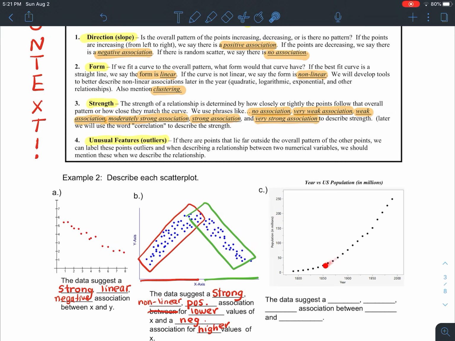All right, and this last one, wow, these are really tightly clustered together. Instead of strong, I'm going to call this very strong. Clearly, it's not linear. I'm going to say the data suggest a very strong nonlinear positive association between, and this is our first one where we actually have some context provided on the axes here. You can see they mention year. And what is this? This is the U.S. population. So I'm going to say between year and U.S. population. That's me weaving in the context there.